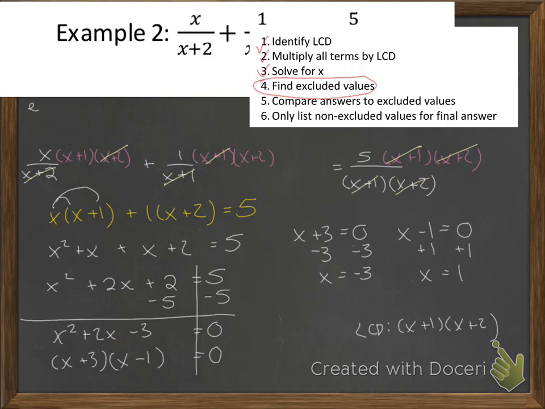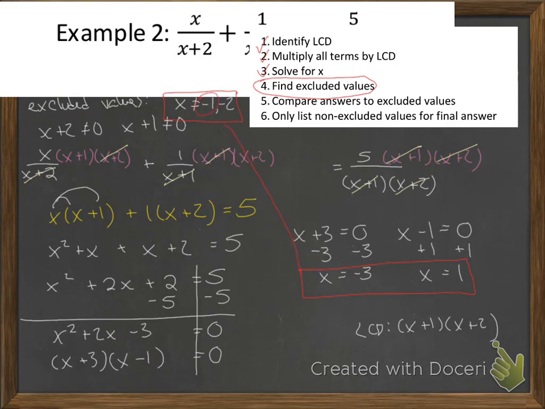So our excluded values, or our restricted values, come from the fact that x plus 2 can never be equal to 0, and x plus 1 can never be equal to 0, okay? In other words, our excluded values are -1 and -2, okay? So what we have to do anytime we do these sorts of problems is we have to compare our answers, which are +1 and -3, right? And we have to make sure that neither of those are going to cause any denominator to become 0.